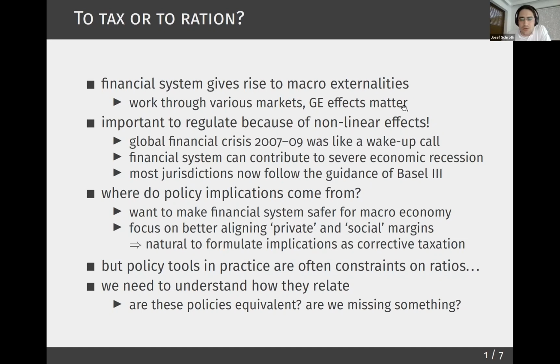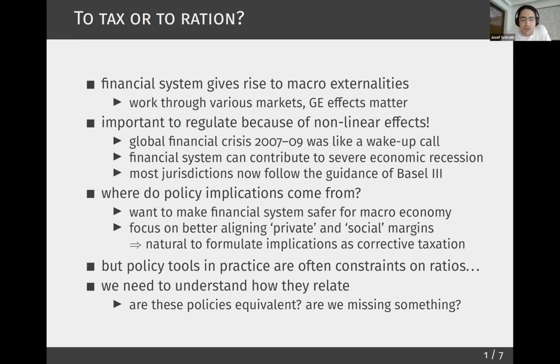So here the global financial crisis was like a wake-up call. We saw that the financial system can contribute to severe economic recessions, and most jurisdictions now try to follow the guidance of Basel III. But where do these policy implications come from? What we want to do is we want to make the financial system safer for the macroeconomy, avoid these spillovers from finance to the real side.